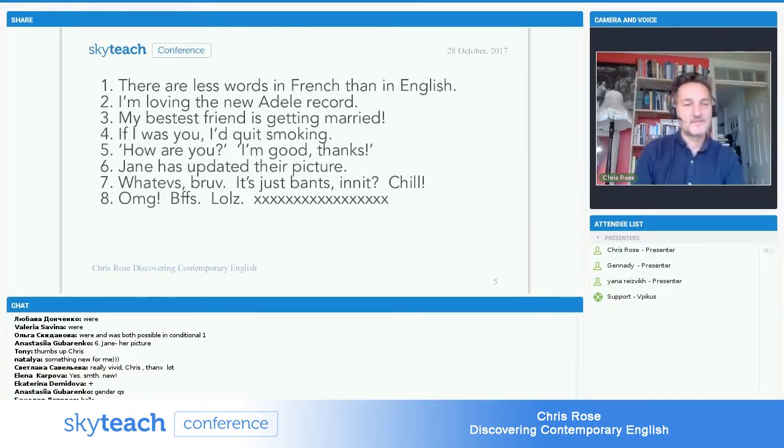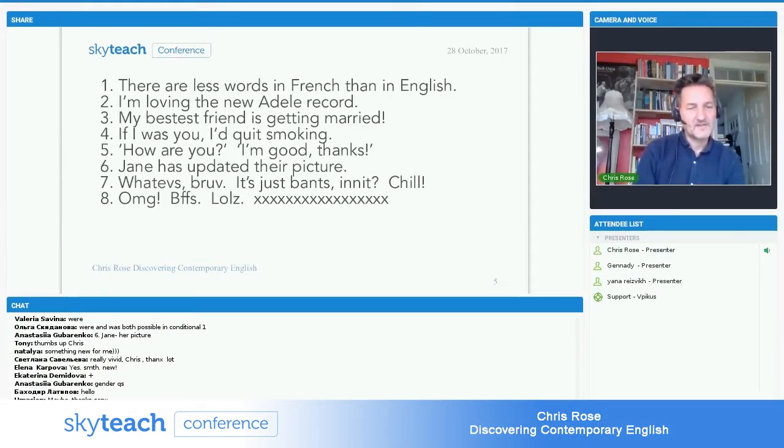7 and 8. Yes, Anastasia's written. Anastasia Gabelenko. They're about gendered pronouns. We tend to, the movement is towards being gender neutral as far as possible in English. 7 and 8. Let's look at these together. "What is bruvs? Just bants, innit. Chill. OMG. BFFs. LOL."